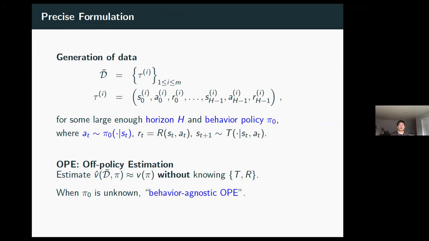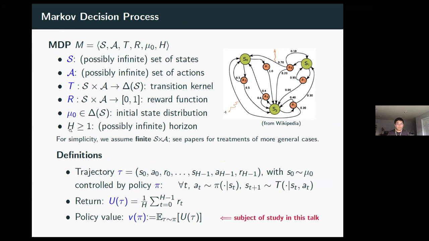Let me go back to the definition here. I put an H here because it makes my notation easier later on. But in fact, H here can be infinite. If it's infinite, then for the return here, you need to take the limit as H goes to infinity. So the talk here covers both finite horizon and infinite horizon. Of course, in the later part of the talk, the black-box part, I assume that H is infinite so that you can have a single stationary occupancy distribution to estimate.